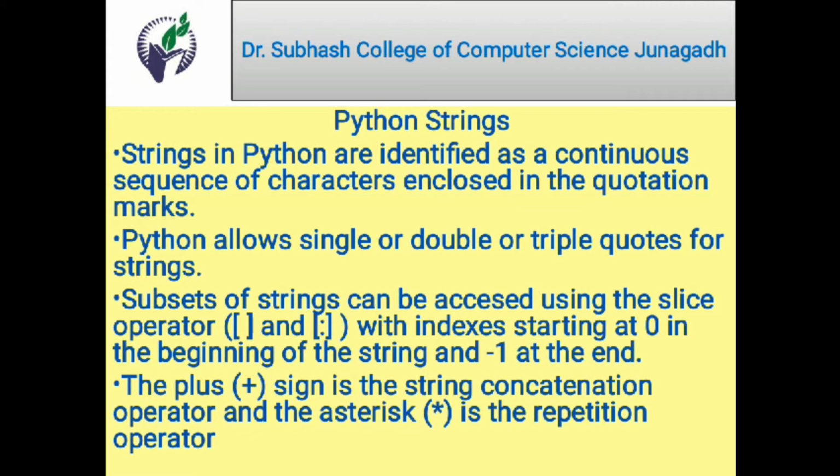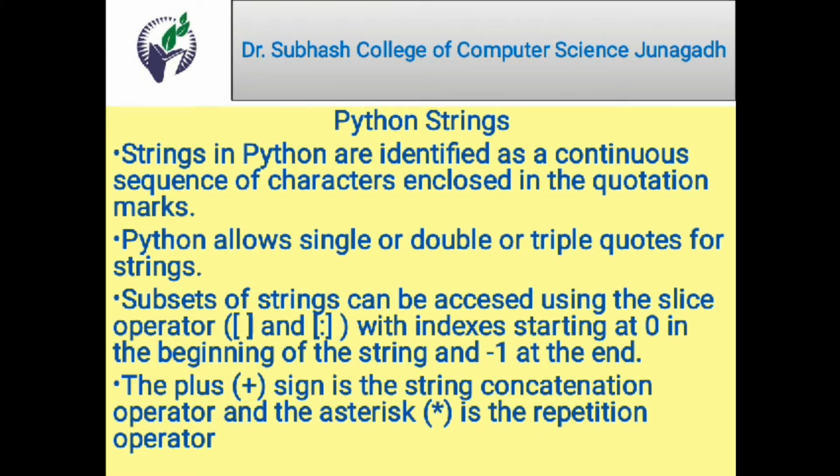As we have seen, triple quotes are used to store multi-line strings, and double quotes or single quotes can be used interchangeably. Now, subsets of strings can be accessed using the slice operator, that is the square bracket, or we can use it combined with the colon, which will give the range of characters. We can access the entire string, or we can get a range of characters using the slice operator.